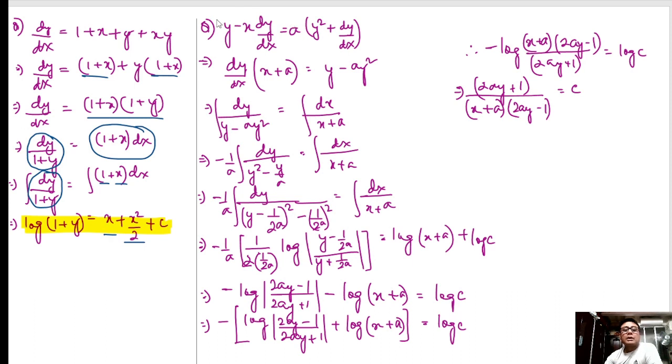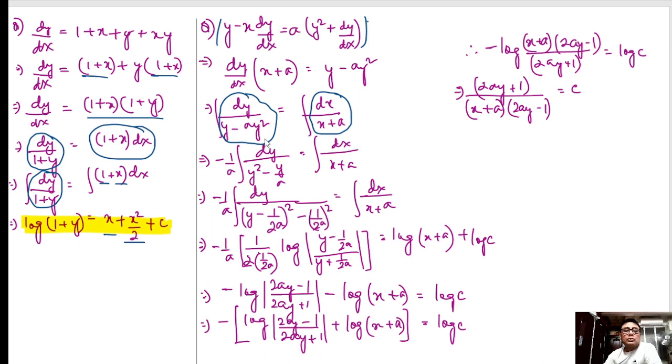Next, this is the equation. So now again separating the y part and the x part, as you can see here, we are separating the y part and the x part and putting an integration. So how to solve this sum? Please see here how to solve this sum.